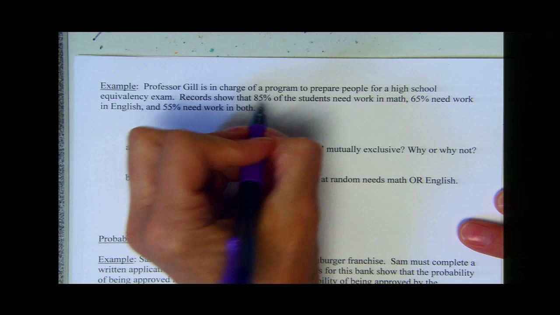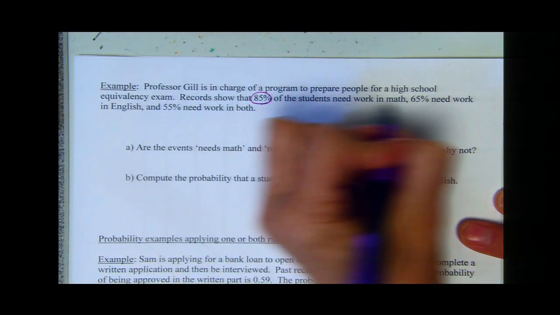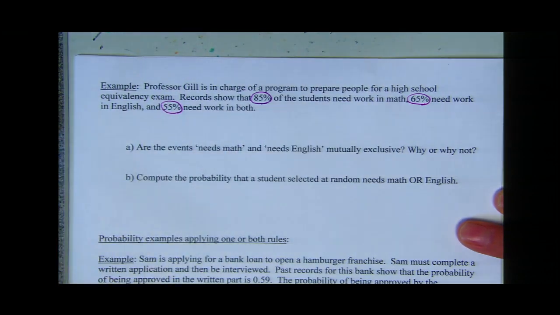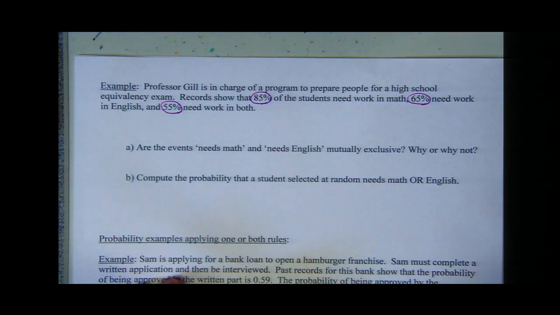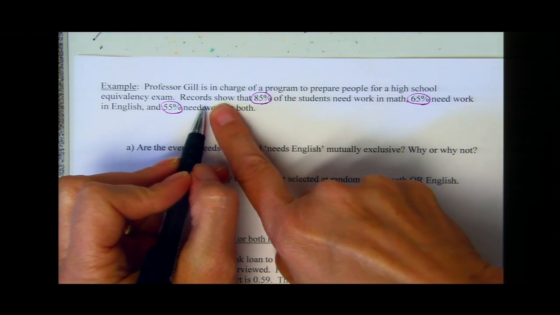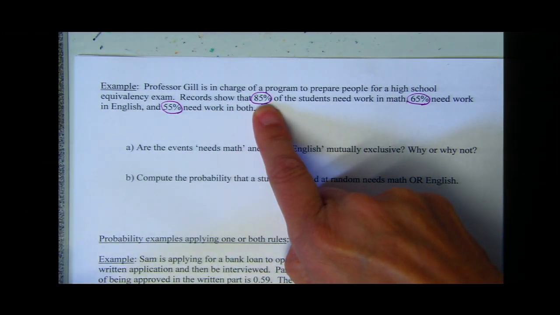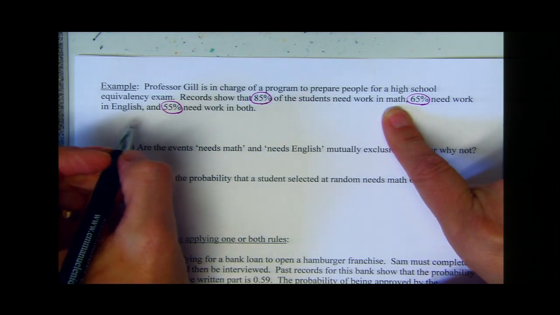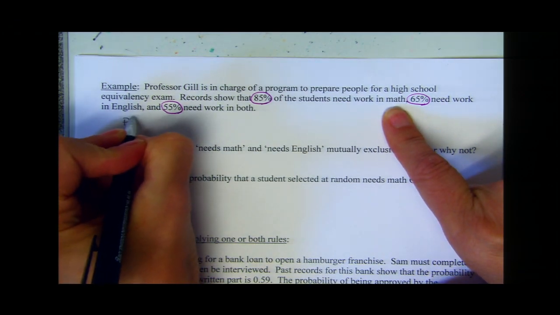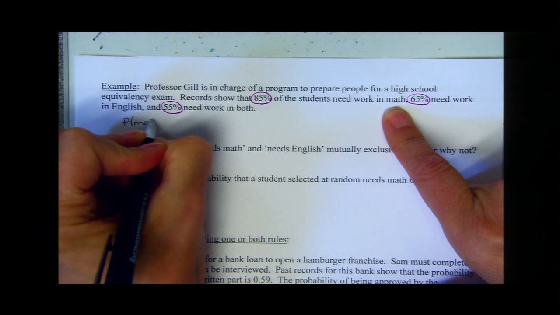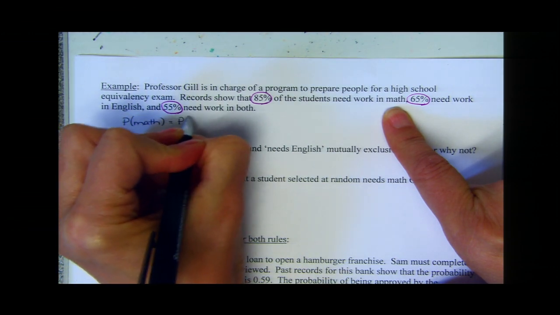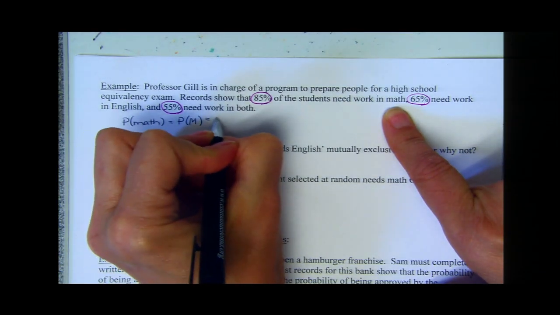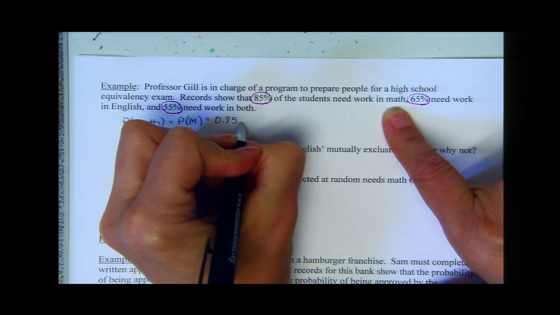So each one of these is a probability written as a percentage. So we need to define these probabilities. All right, so it says, records show that 85% of the students need work in math. So the probability that they need work in math, and I'm just going to do that a capital M, is 85% of the time, or 0.85.